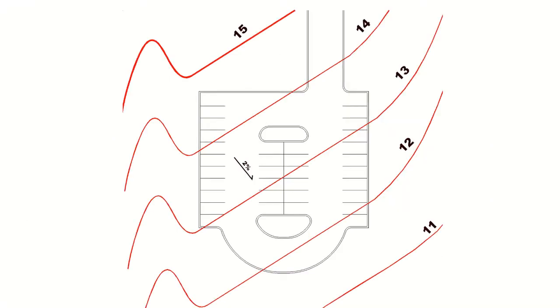So this is a typical parking lot that you might start out with. We're going to use it as an example. As you can see, these are contours, 2% slope, which means, of course, that these contour lines going across the parking lot are 50 feet apart.